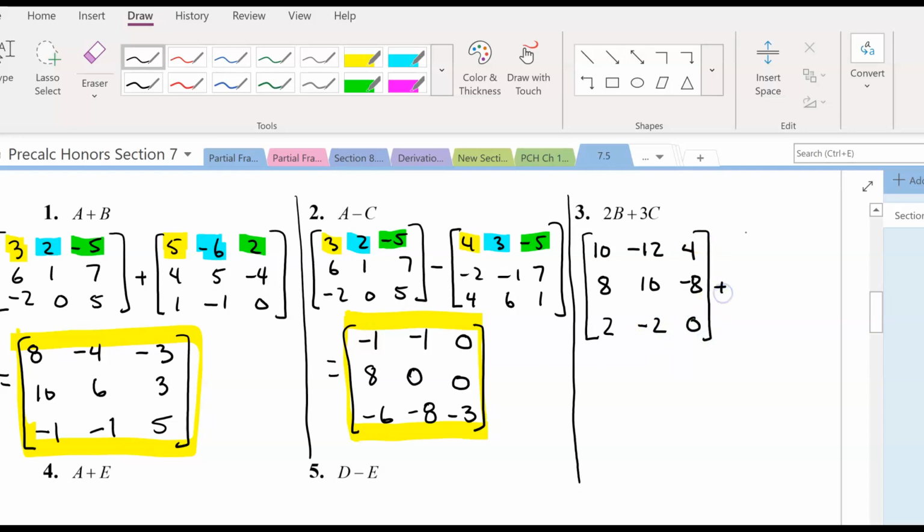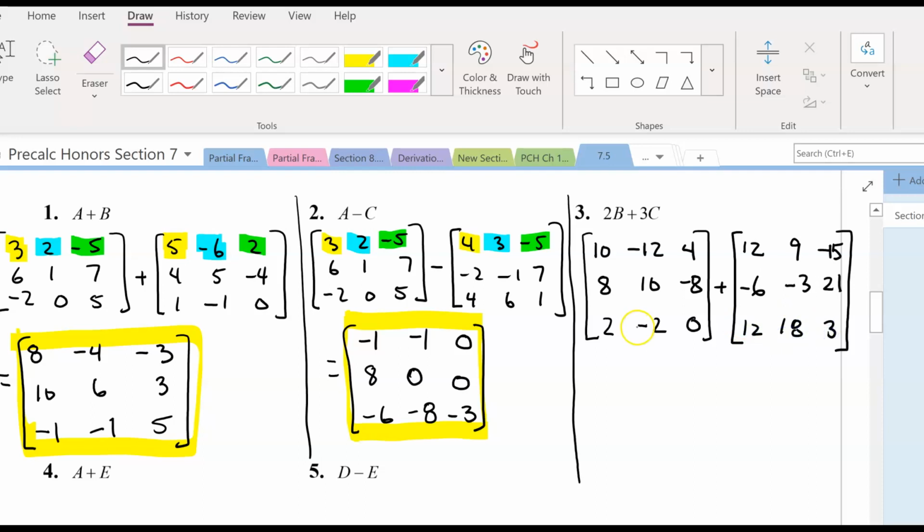Then we have to do 3 times C. So we're going to triple all the entries there. So the first entry is 4, so 3 times 4 is 12, and then 9, and then negative 15. And then the next row, negative 2 times 3 is negative 6, negative 3, 7 times 3 is 21, and then the last row I have 12, 18, and 3.